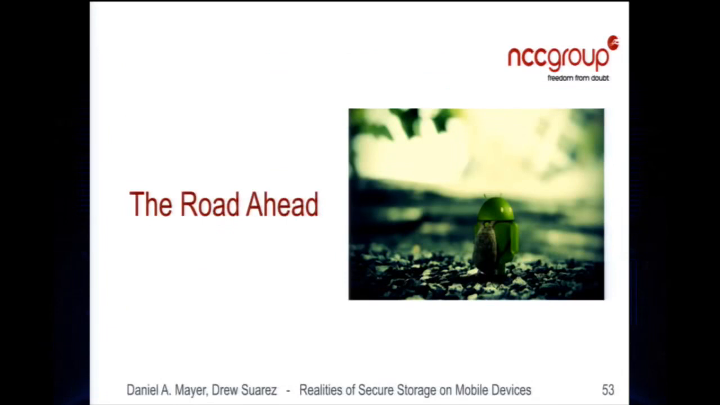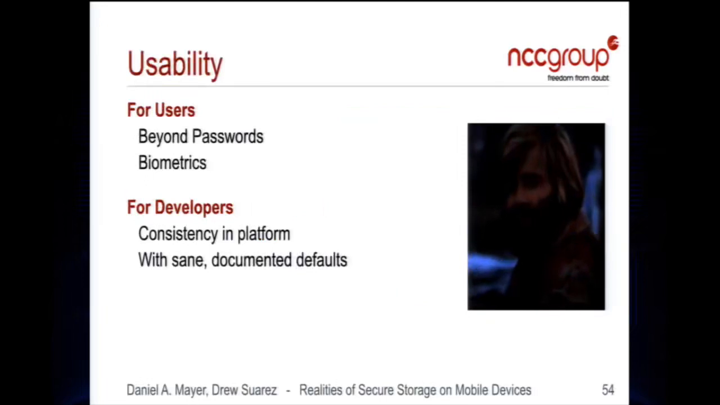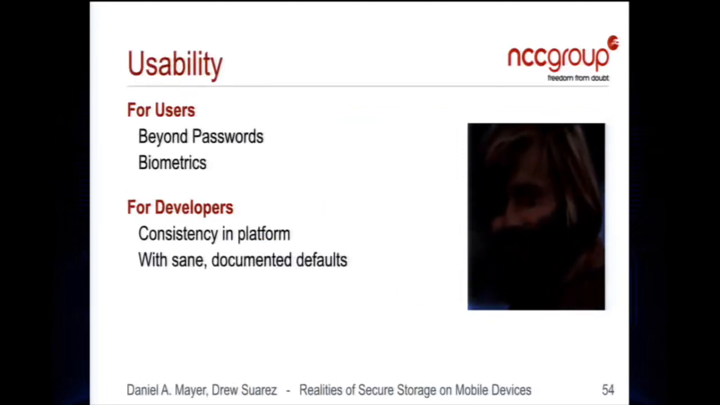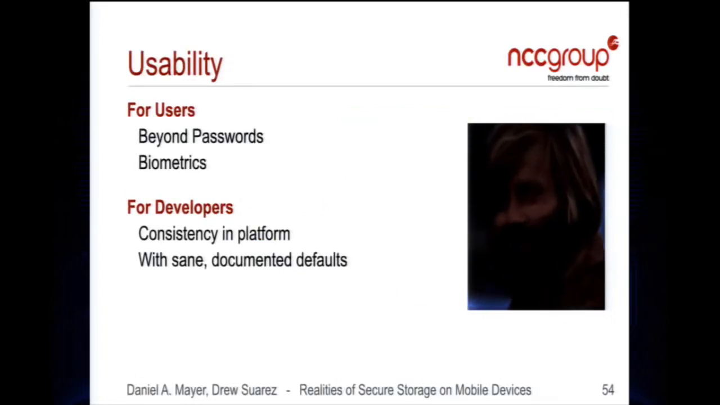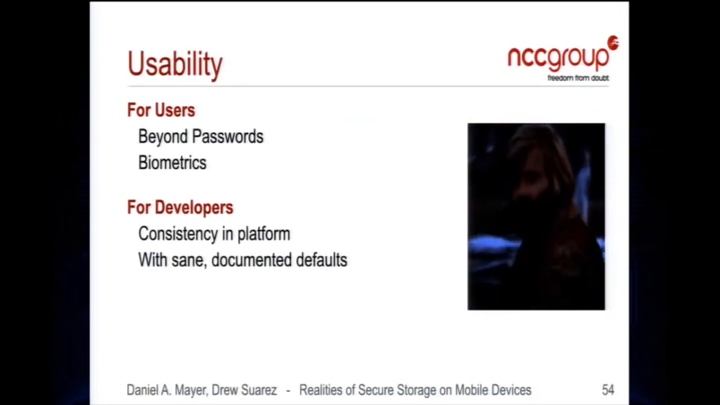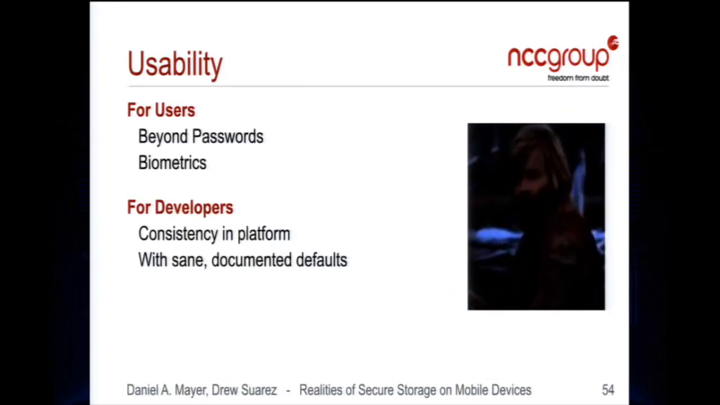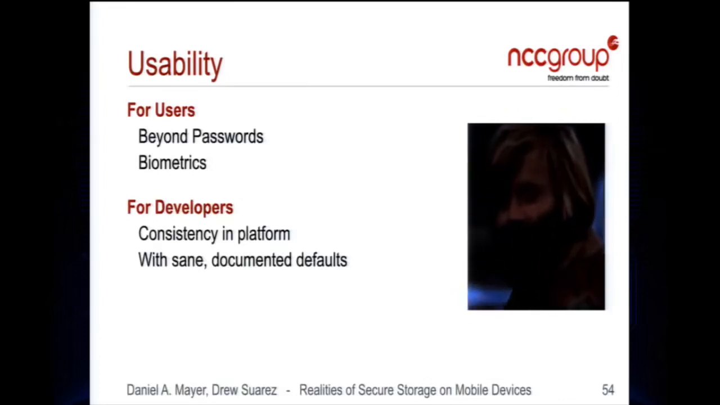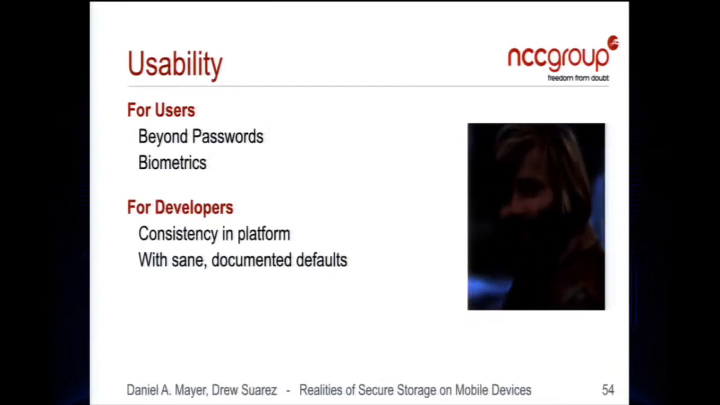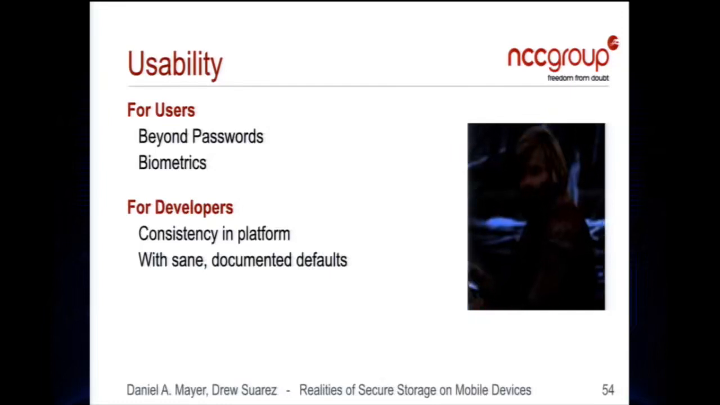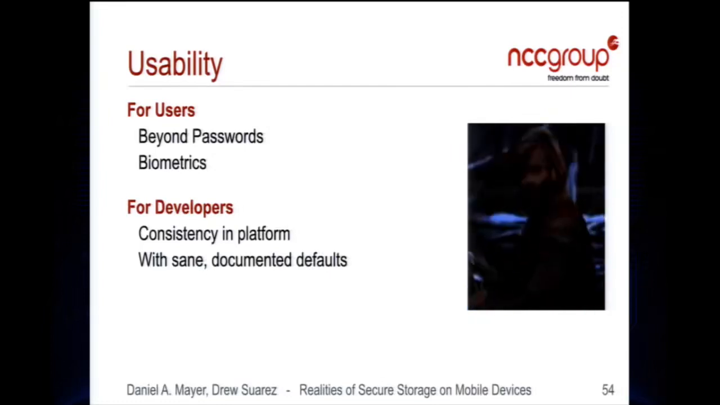So looking forward, the road ahead, what we think are some of the next things which we definitely should tackle. We've seen that we need something beyond passwords. The whole Touch ID and the new Nexus features are definitely a step in the right direction to make usability easier and at the same time improve security, because we're encouraging people to use security features. But then on the developer side, we need some more consistency, and that's probably more of an Android thing than it is an iOS thing.